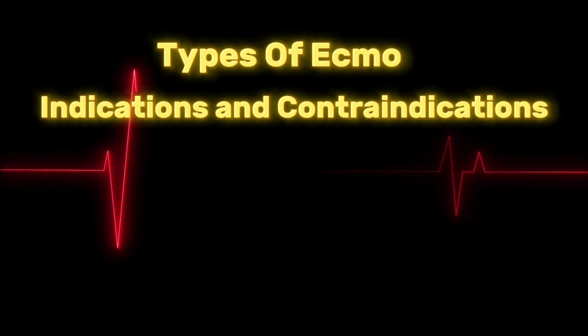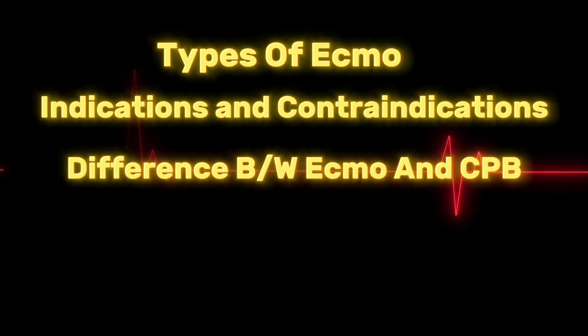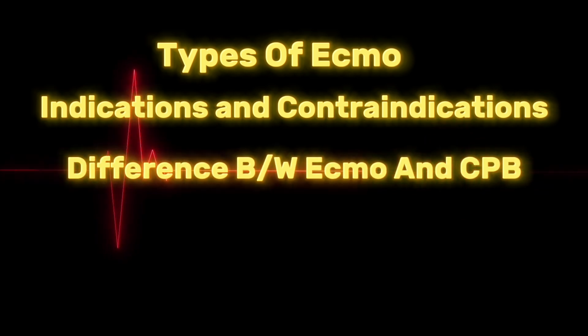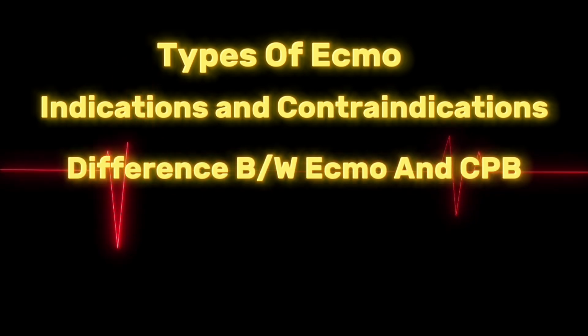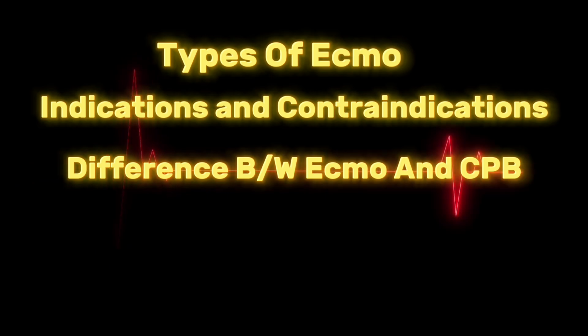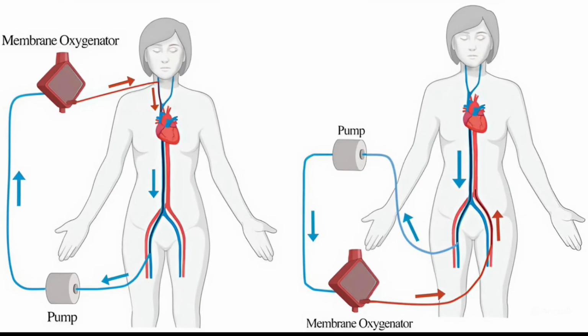In this video, we will cover the types of ECMO, their indications and contraindications, the difference between ECMO and CPB, and also we will discuss what factors are considered before putting a patient on ECMO. We will start with the types of ECMO. There are mainly two types of ECMO, veno-venous ECMO and veno-arterial ECMO.